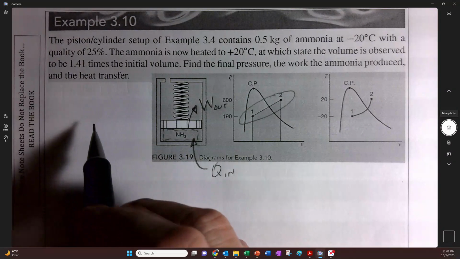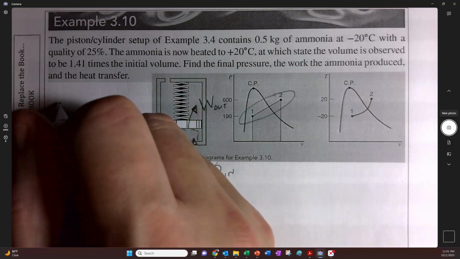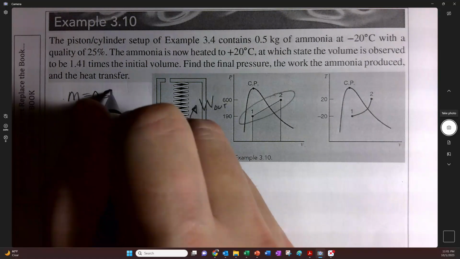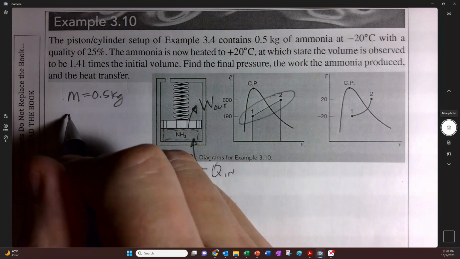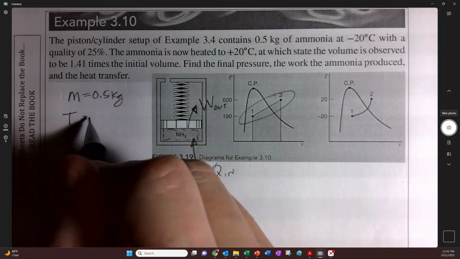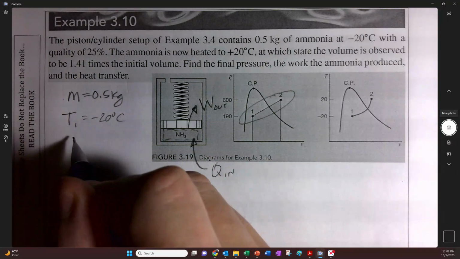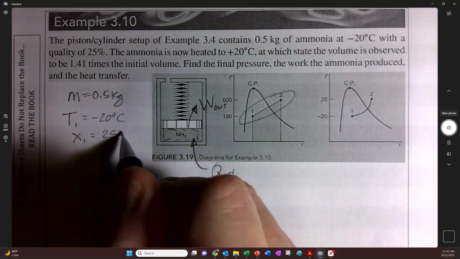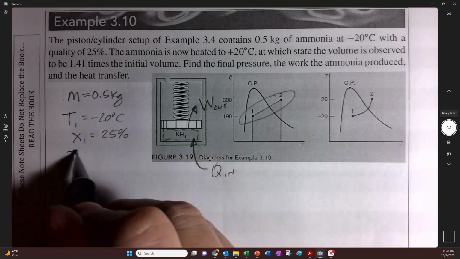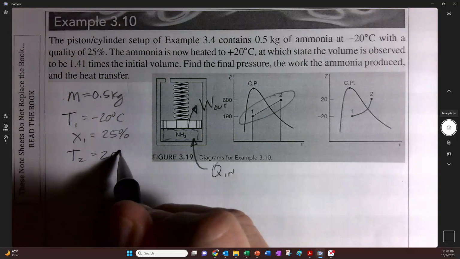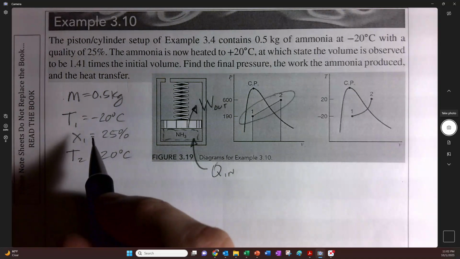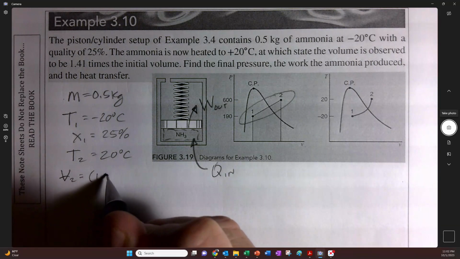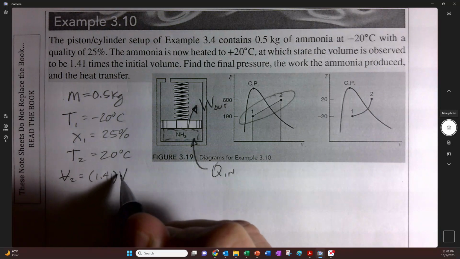So I hope you can pick that out. So things that they told us: first off, the mass was 0.4 kilograms. Good, we don't have to do anything with that. Then the temperature at the start is negative 20 degrees Celsius, and the quality at the start was 25%. They told us that T2 is going to be 20 degrees Celsius. That's positive, I'm not going to write the positive sign down. And then V2 is equal to 1.41 times V1.